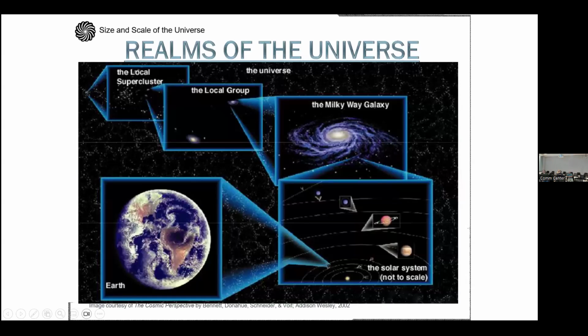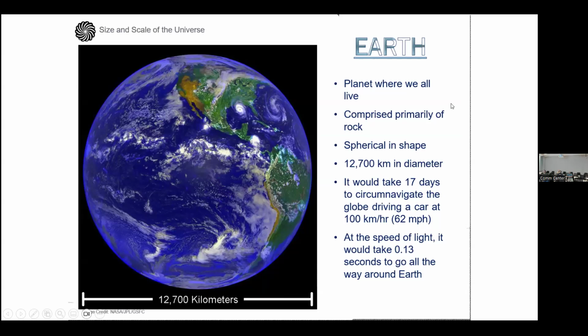So when we talk about the realms of the universe, for us here the top of it is being wiped out, but we start with the Earth, go to the solar system, basically not to scale, go to the Milky Way galaxy, then the local group, then the local supercluster, and then the universe. And again, some of this is very simplistic. This part of the presentation was meant for a very basic audience.